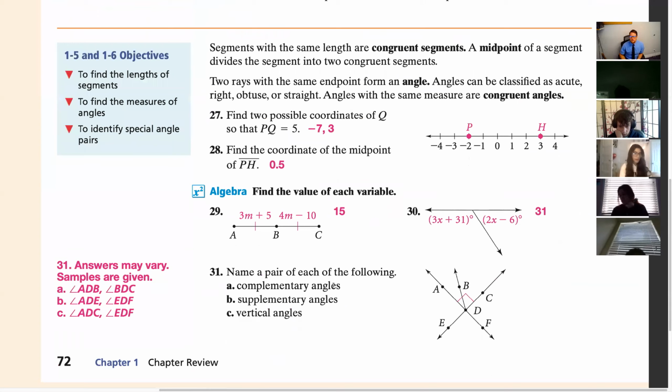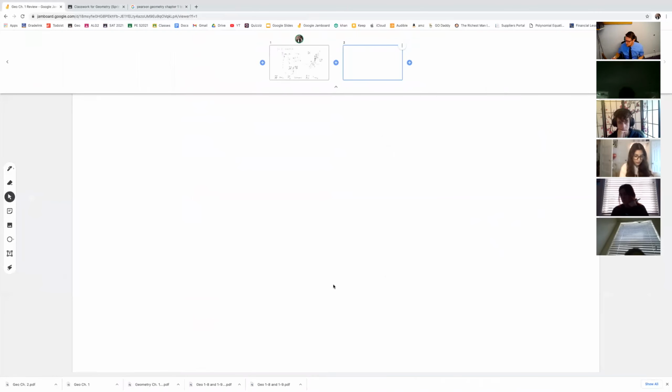Segments of the same length are congruent segments, and the midpoint of a segment divides it into 2 congruent segments. 2 rays with the same endpoint form an angle. Angles can be classified as acute, right, obtuse, straight. Angles with the same measure are congruent angles. Let's go into that really quick.